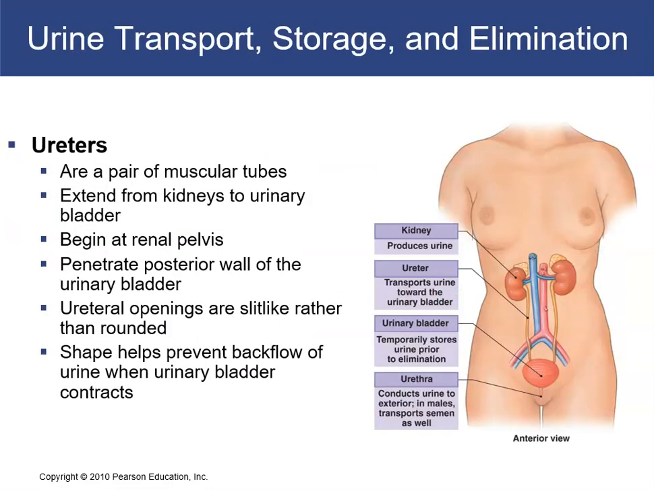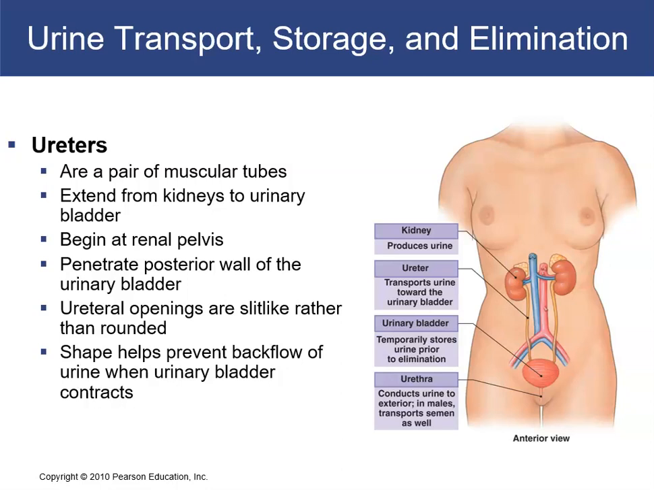All right, so now we've made the urine. Now we need to transport that urine out to the environment. And this is the role of the rest of the urinary system. The next structure are the ureters. They are a pair of muscular tubes that extend from the kidney down to the urinary bladder.